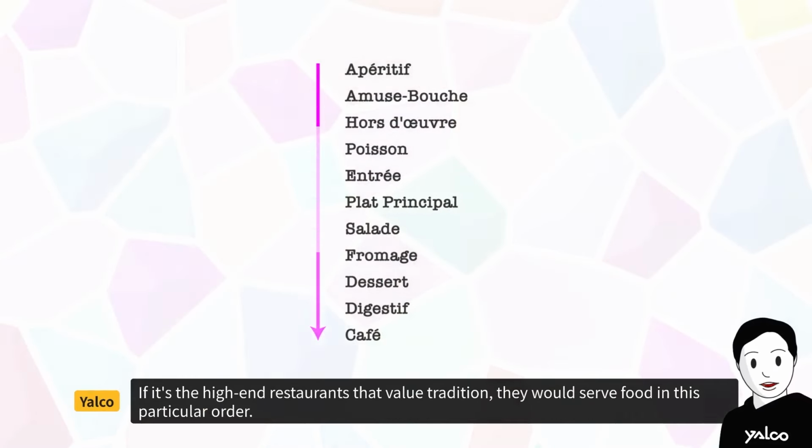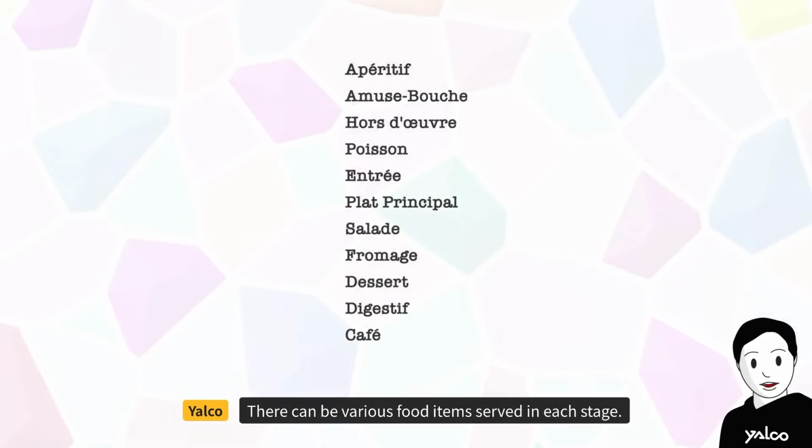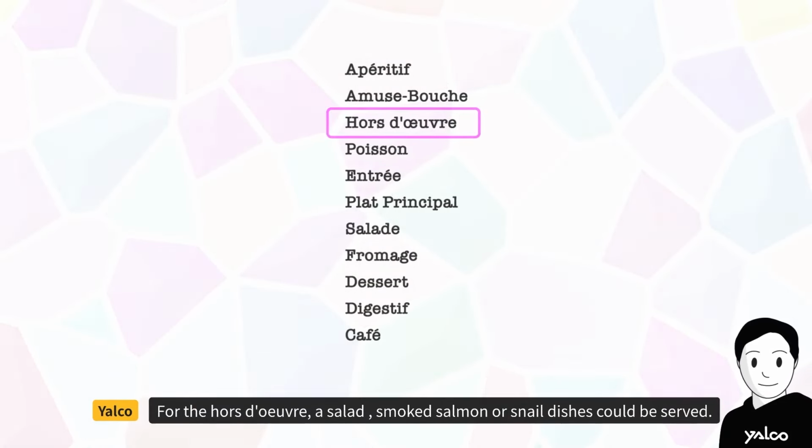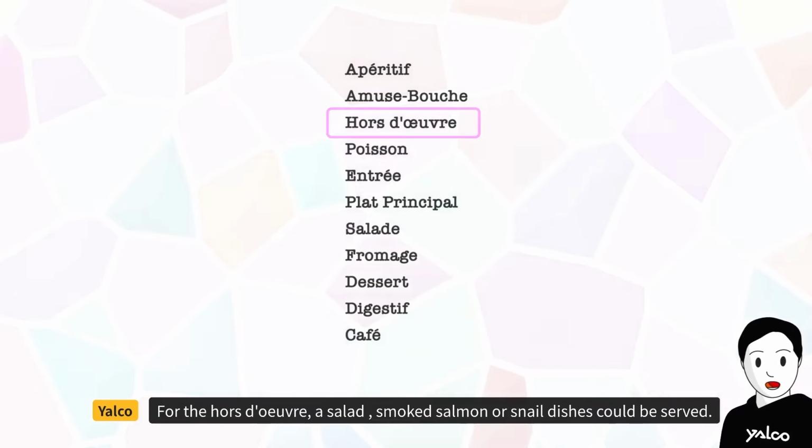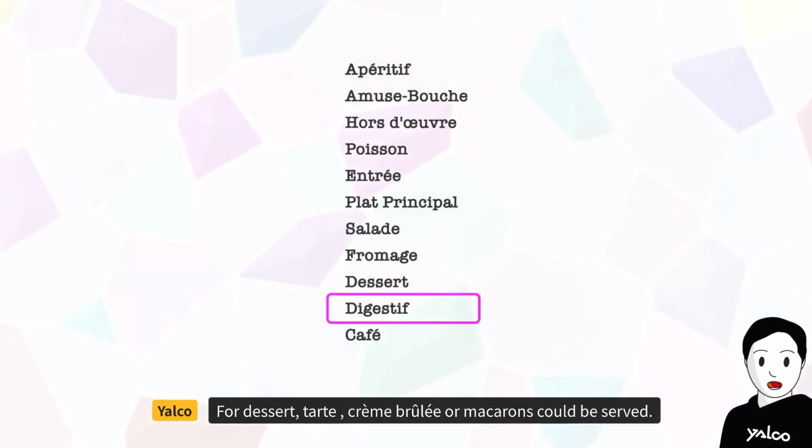If it's the high-end restaurants that value tradition, they would serve food in this particular order. There can be various food items served in each stage. For the hors d'oeuvre, a salad, smoked salmon, or snail dishes could be served. For dessert, tart, crème brûlée, or macaron could be served.